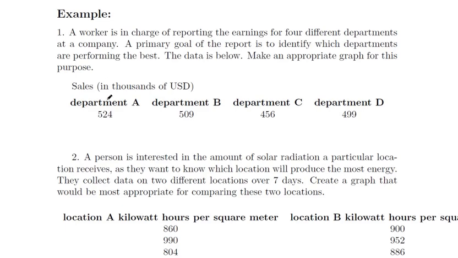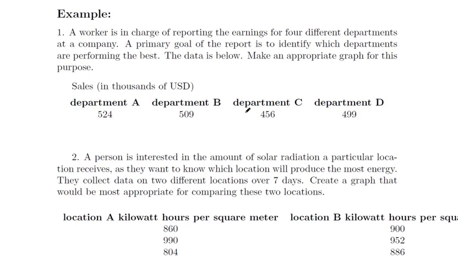Okay, so we got four categories: Department A, Department B, Department C, Department D. So we call this categorical or qualitative variables. This is one type of variable, the category, the department. So we either should use a bar graph or a pie chart. There's a few others, but those are the only ones we've introduced here.